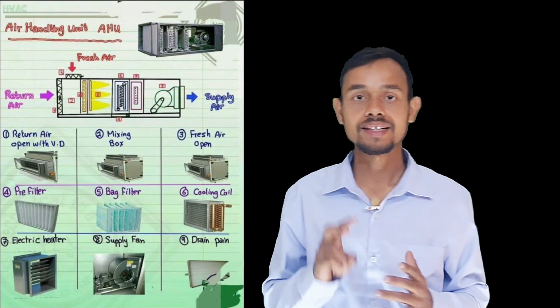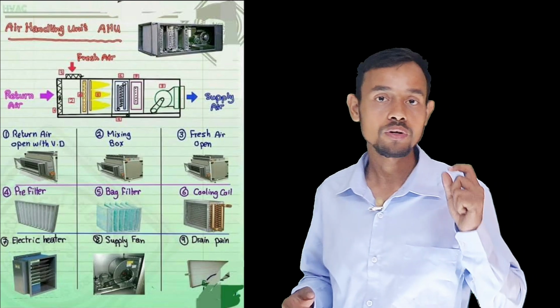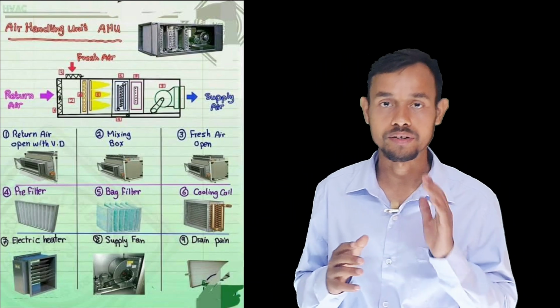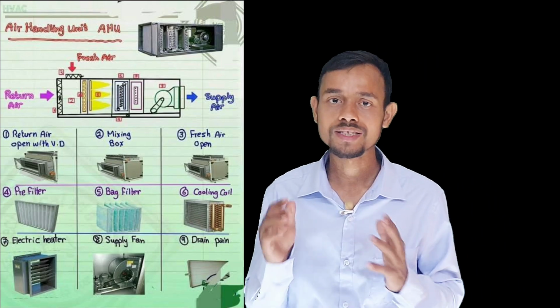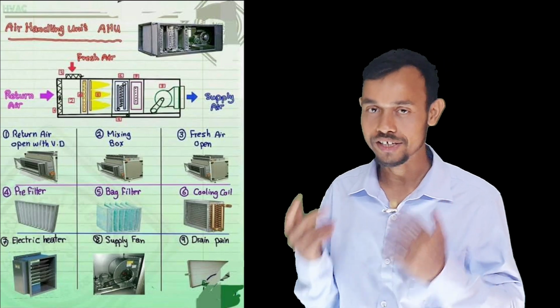And second is the blower. Let's see what the blower is. Friends, the blower is a type of fan that forces air to move through the ductwork into the rooms and office spaces. Generally, centrifugal types of blowers are used in AHUs.